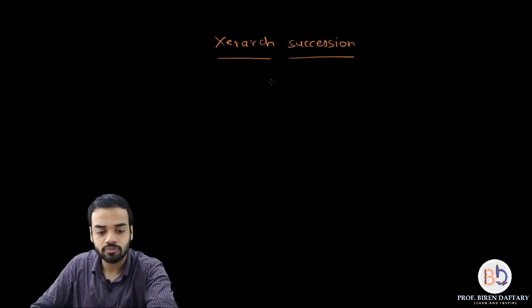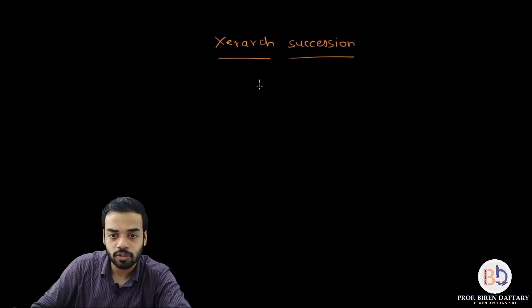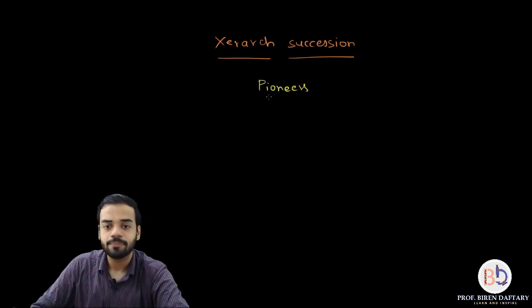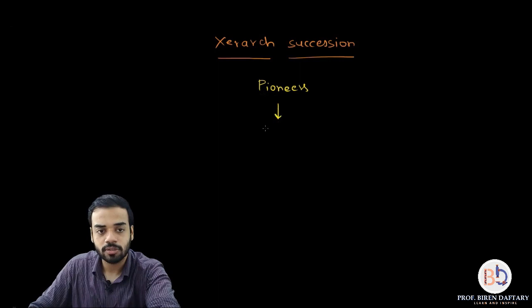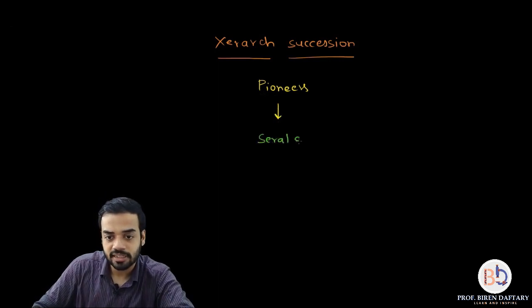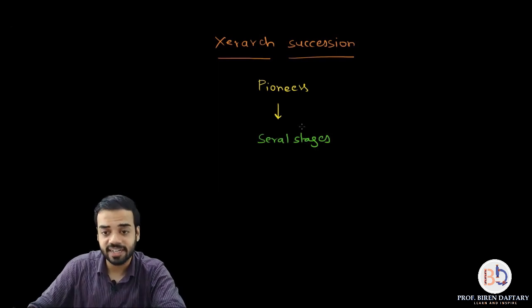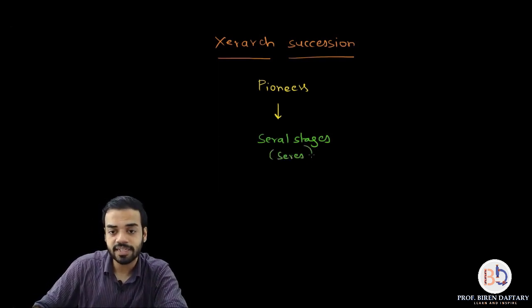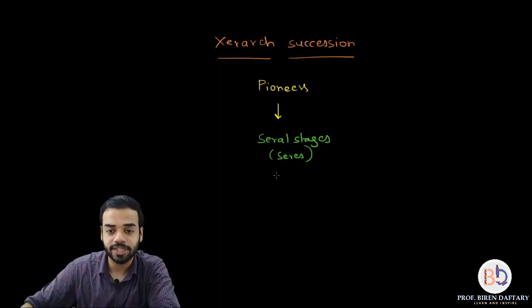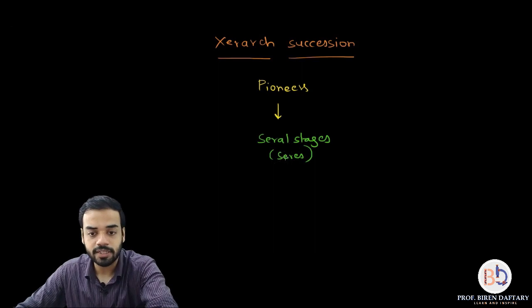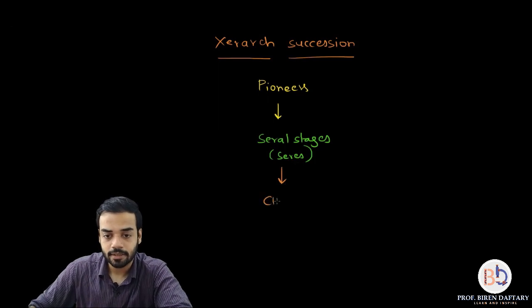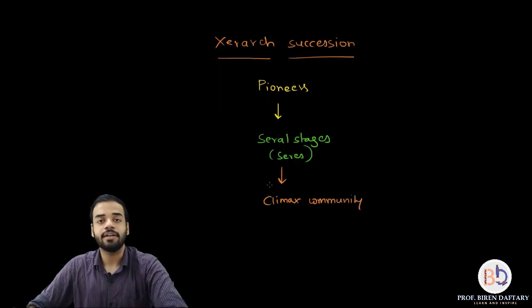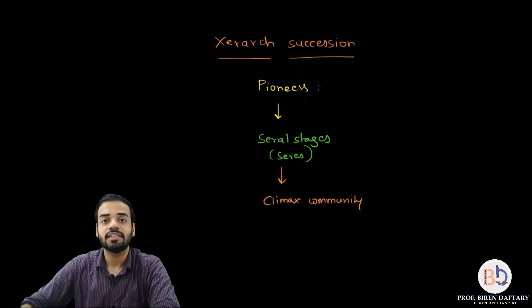First of all, the first organisms which are going to come, they are called the pioneers. So I'm going to write down the pioneers over here, correct? Then after the pioneers, there will be intermediate communities which are called seral stages. So I'm going to write them down over here, seral stages, or they are also called seres, right? If you remember, these are the intermediate stages between pioneers and climax community. And finally, there is going to be the climax community, correct?